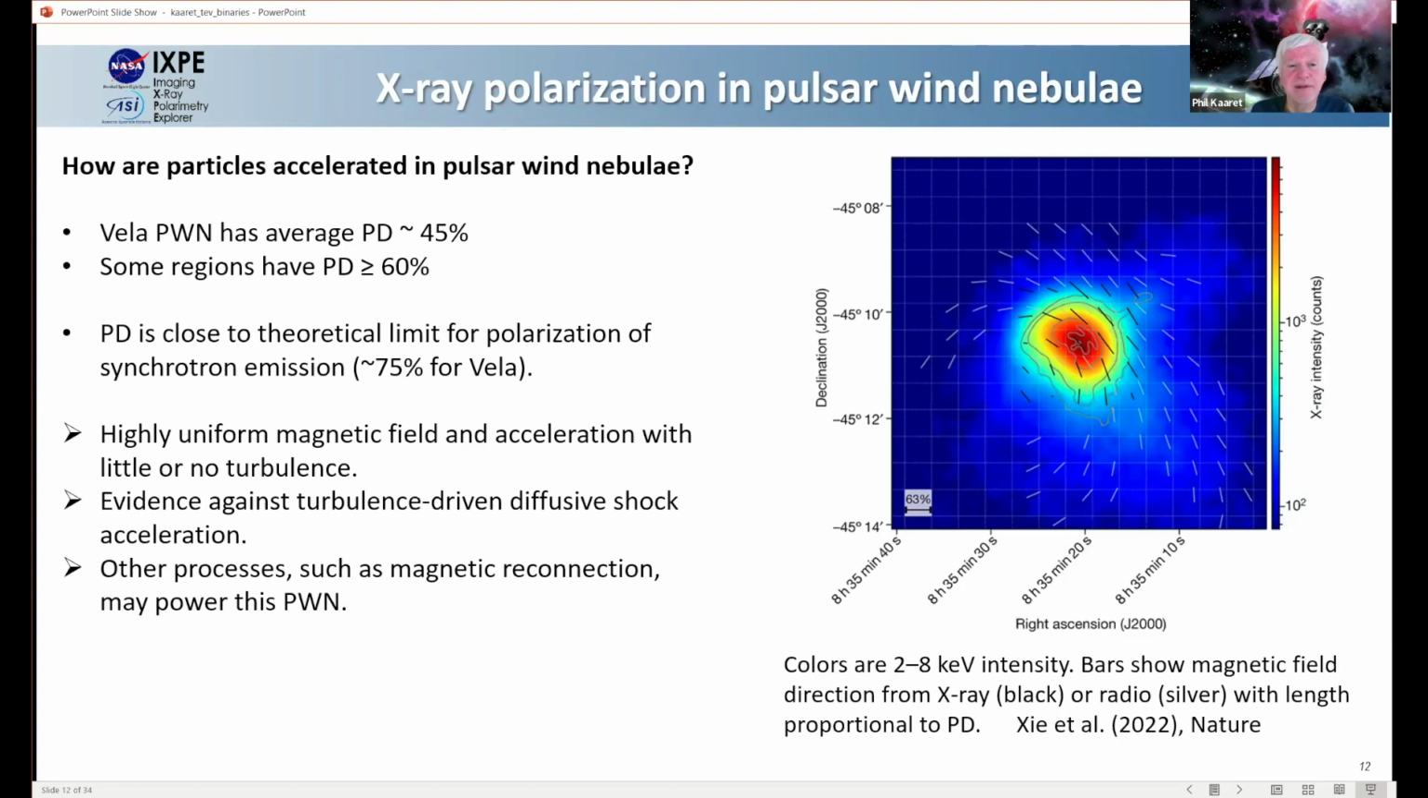That means that the magnetic field is very highly organized in those regions where we have the high polarization degree, and it's pretty well organized across the entire remnant. So we infer that we have a highly uniform field, and that means we have acceleration with little or no turbulence. This is really evidence against turbulence-driven diffusive shock acceleration or any large amount of turbulence in the system, because that would drop the polarization degree. And so that really means that other processes like magnetic reconnection probably power this pulsar wind nebula and also others.